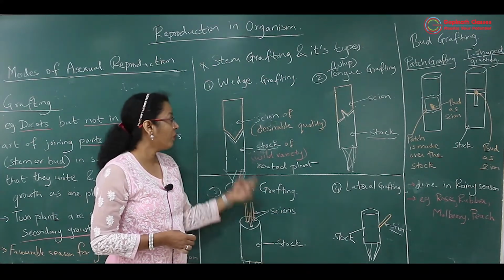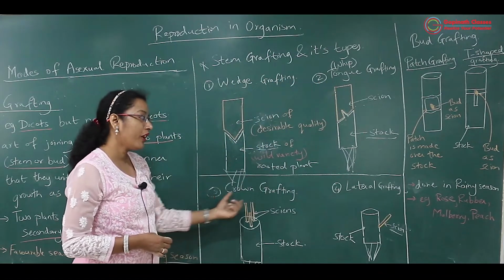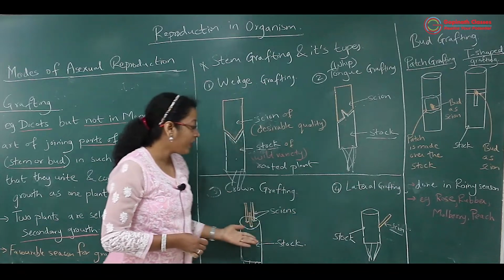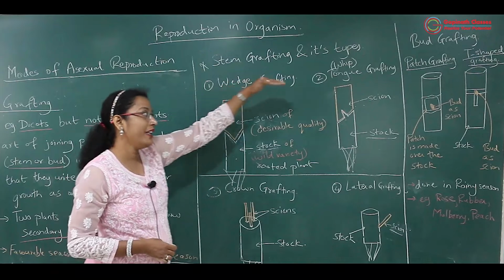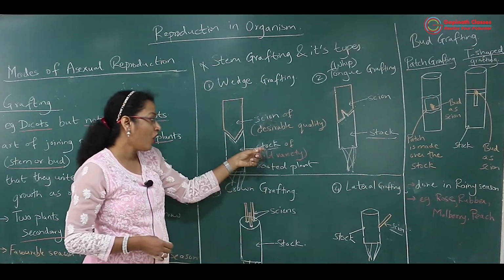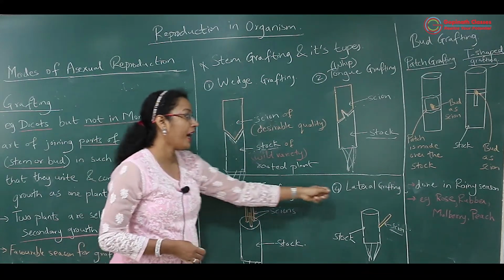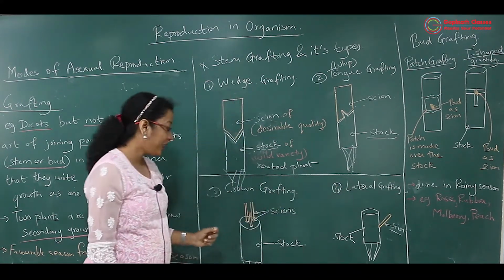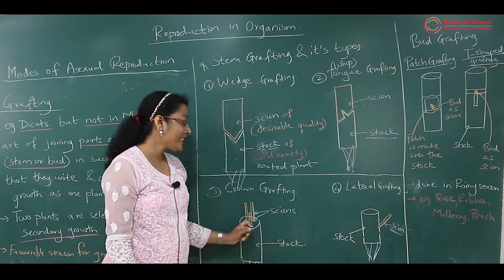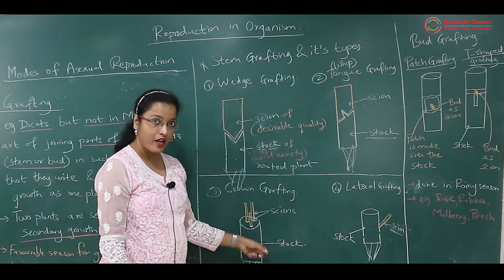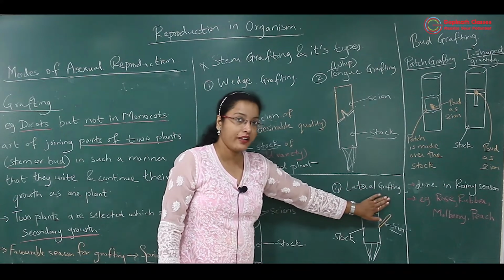Diameter is not the same. If you compare wedge grafting and tongue grafting with crown grafting and lateral grafting, very well you can make out that in wedge and tongue grafting the diameter of the stalk and scion is altogether the same, whereas in crown grafting and lateral grafting the diameter of the scion and stalk is different, and many scions can be attached at the same time to the stalk in crown grafting as well as lateral grafting.